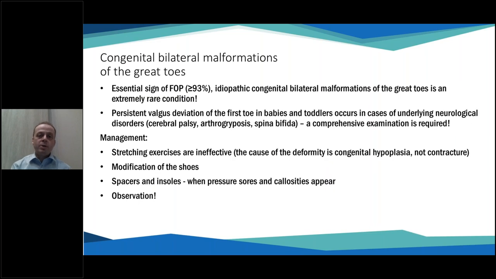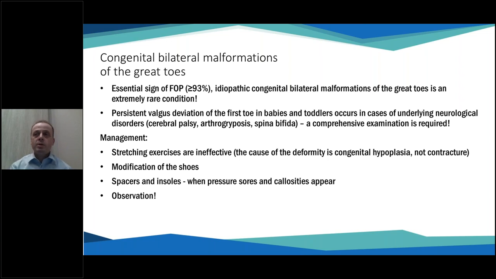Congenital bilateral malformations of the great toes is an essential sign of FOP. More than 93% of patients with FOP demonstrate obvious congenital hallux valgus. Idiopathic congenital bilateral malformations of the great toes is an extremely rare condition, and persistent valgus deviation of the first toe in babies and toddlers occurs in cases of underlying neurological disorders, and comprehensive examination is required for the differential diagnosis of both important neurogenic and syndromic hallux valgus.